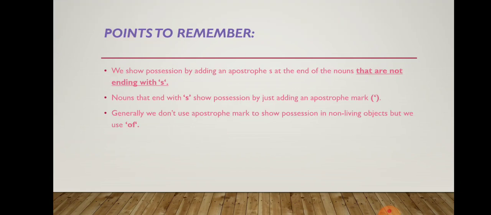Now what points do you have to remember? We show possession by adding an apostrophe S at the end of nouns that are not ending with S. For normal nouns which do not end with S, we are using apostrophe S to show the possession. Nouns that end with S show possession by just adding an apostrophe mark. Generally, we don't use an apostrophe mark to show possession with non-living objects, but we use of.